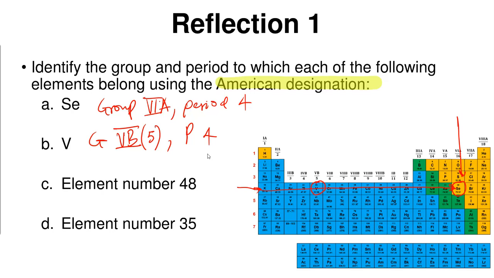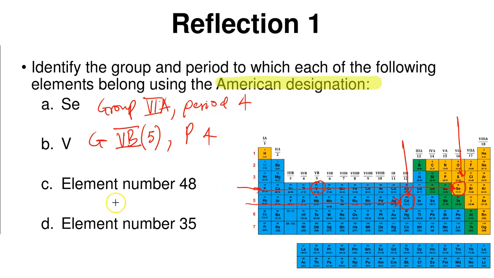So it's your choice. Element number 48. What element is number 48? What did you do? You look at your periodic table. Number 48 is cadmium. Element number 48, which is this guy. Again, it is period 5. And it's group what? It is group 2B. That's what you see there.